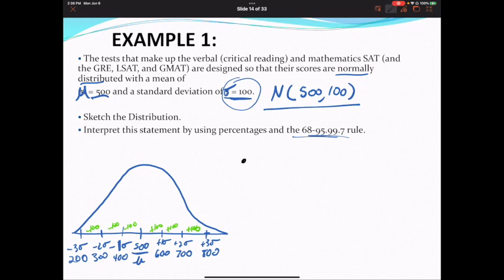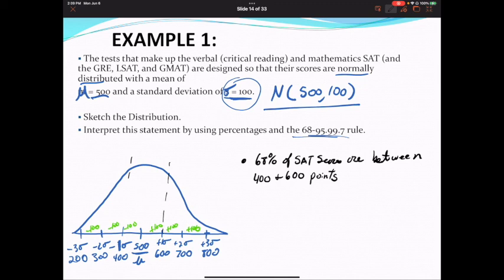So first, I have that 68% of SAT scores are between, I'll slow down, between 400 and 600 points, right? Our 68% of data was within this first standard deviation.